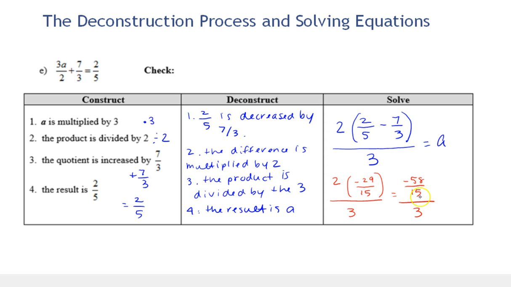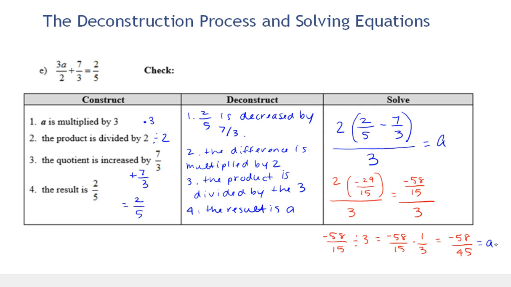And now let's rewrite this as division. Sorry, we're running out of room here. So remember, another way to think of the fraction bar, like we've been saying, is dividing, but we can also write it as a division symbol. So negative 58 over 15 divided by 3 is equivalent to multiplying negative 58 over 15 times 1/3, which is negative 58 over 45. Okay, so this is our A.